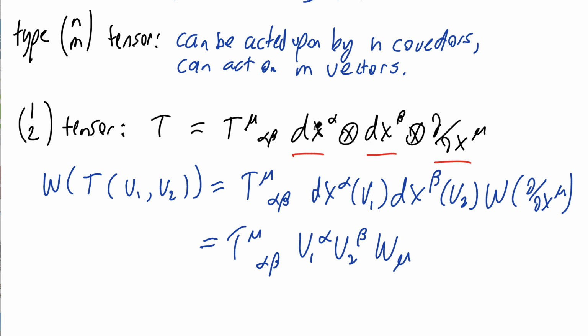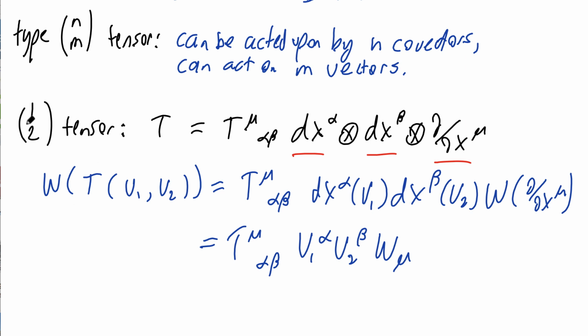So for the outer product, the order among the basis covectors matters, and the order among the basis vectors matters, although the order between basis covectors and basis vectors is irrelevant. So a type N,M tensor can be acted upon by n covectors, and it can act on m vectors, but we don't have to let all this action occur at the same time.